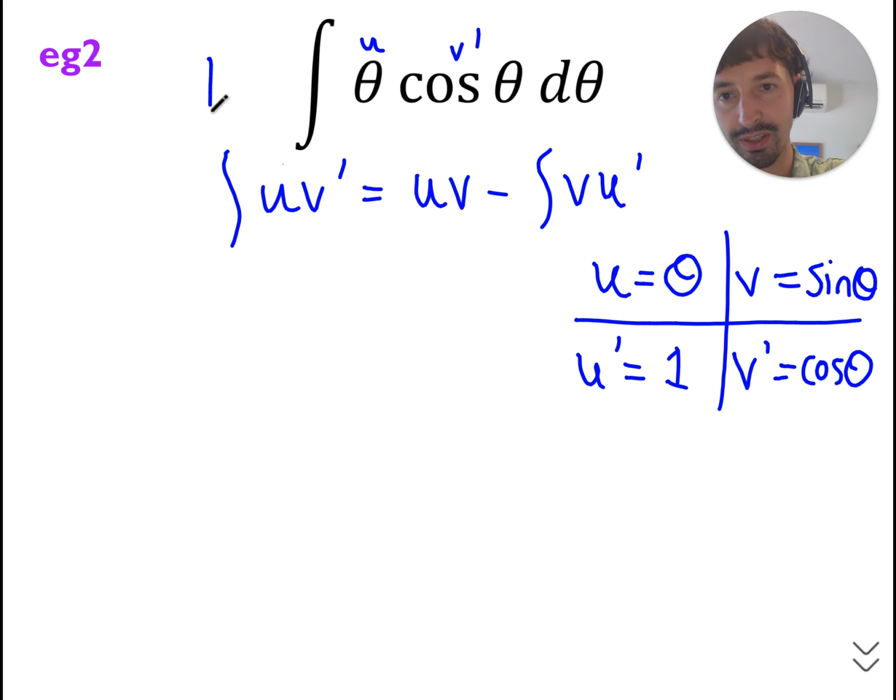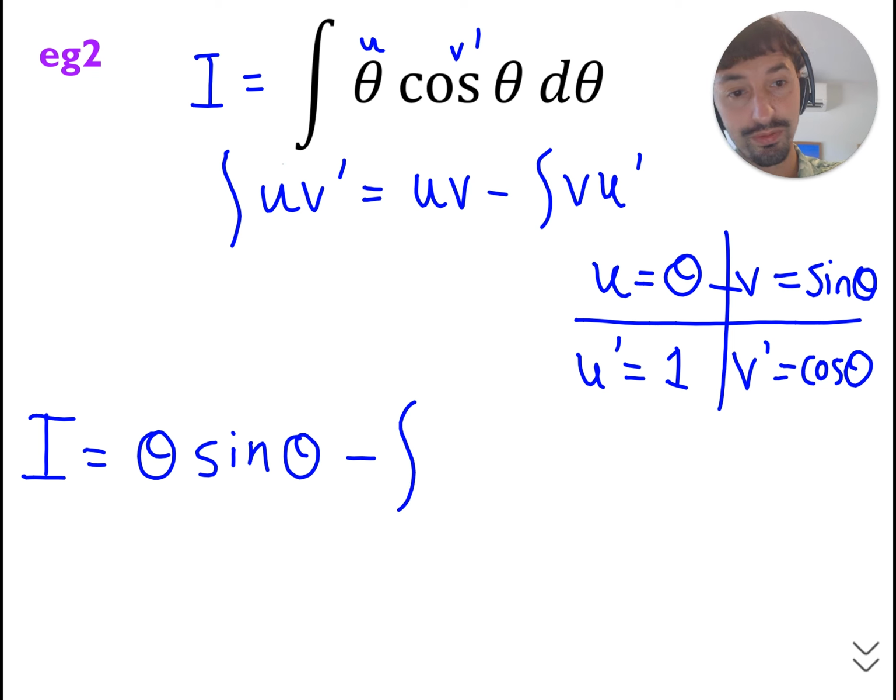We can now, so I'm actually going to, in this one, call this integral I. So I will be u multiplied by v, so theta sine theta, subtract the integral of v multiplied by u dash, which will just be sine theta.